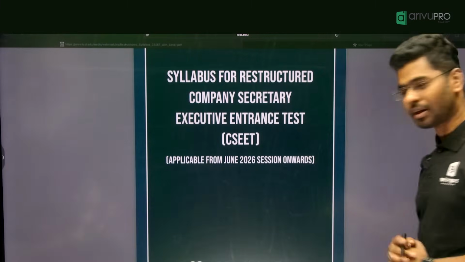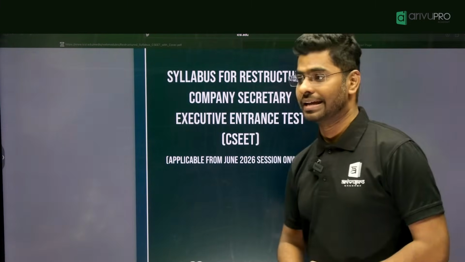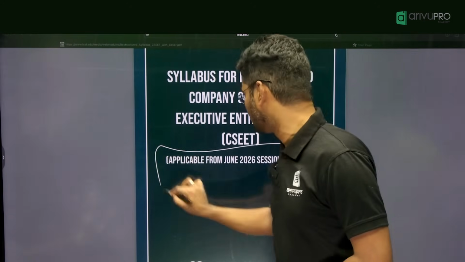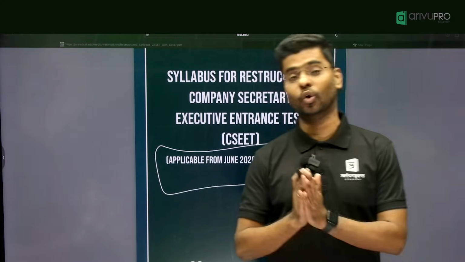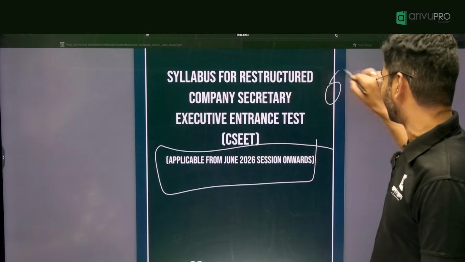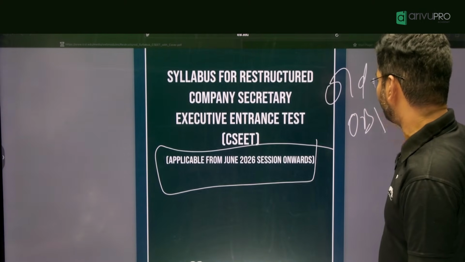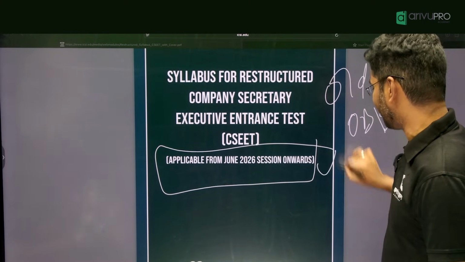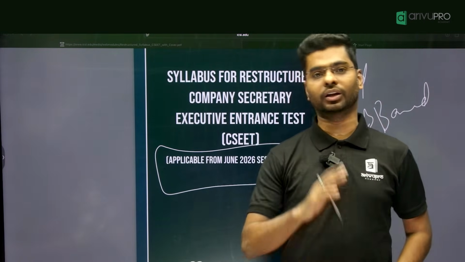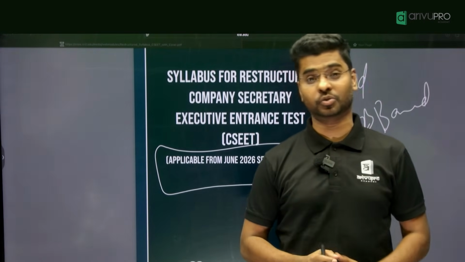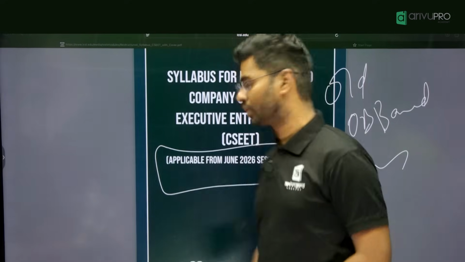Now, please look, the new syllabus is applicable from June 2026 onwards. So coming June 2026, you will no longer be writing your old objective based exams. This will have a new structure to it. So now what is the new structure? What are going to be the new topics with regards to it? What are the new subjects? Let's try to look into it.